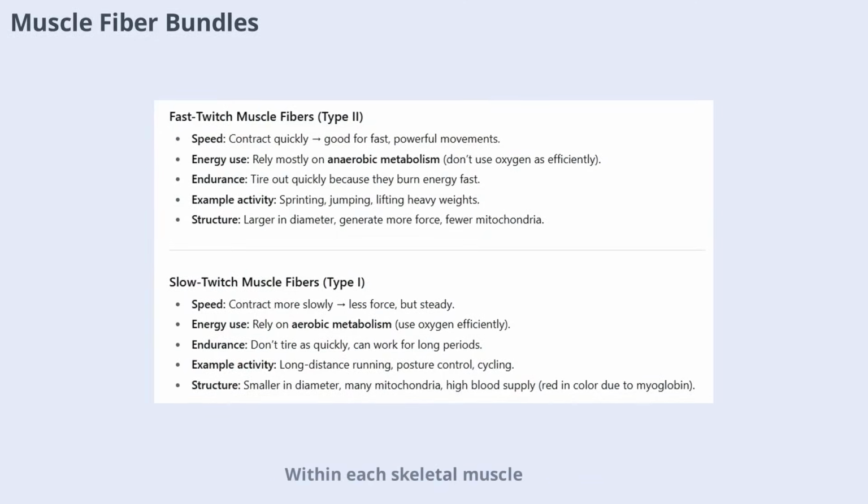Within each skeletal muscle, fibers are grouped together into bundles called fascicles. Each fascicle is surrounded by connective tissue, which helps transmit the force generated by the muscle fibers to the tendons and bones. This arrangement not only provides support but also allows for efficient communication between fibers during contraction. The connective tissue layers play a crucial role in maintaining the integrity and function of the muscle as a whole. Let's visualize how these bundles are structured and how they contribute to muscle performance.